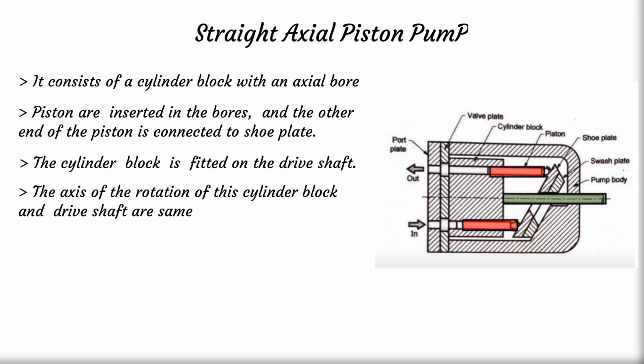And the axis of rotation of this rotating cylinder block and the drive shaft are the same, meaning the axis of rotation for the rotating cylinder block and this drive shaft should be common. And a shoe plate is further connected with a swash plate which is fixed at an angle to the axis of rotation. The angle of the swash plate can be varied to change the discharge.